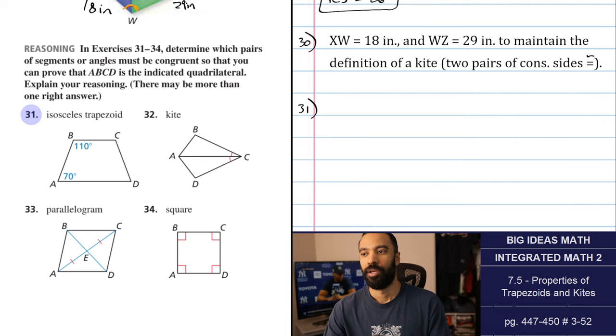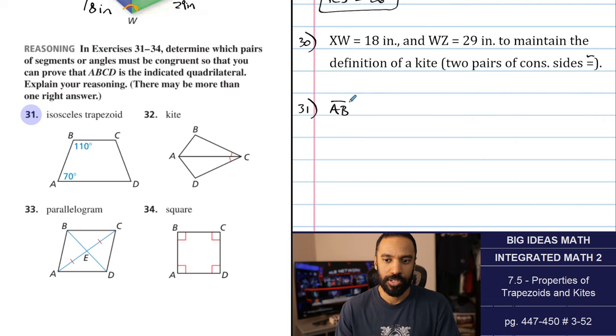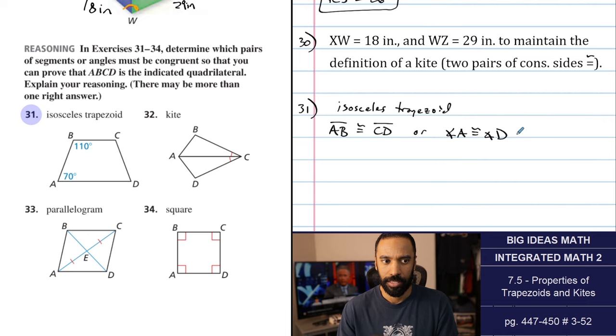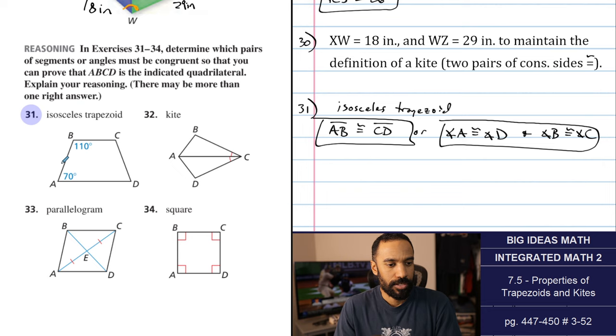They're right. Okay. For number 31, clearly BC would be a base, AD would be a base. So the legs would be AB and CD. AB congruent to CD for an isosceles trapezoid. That would be true. Or angle A congruent to angle D, and angle B congruent to angle C. So either this or that. An isosceles trapezoid has one or the other as a truth.